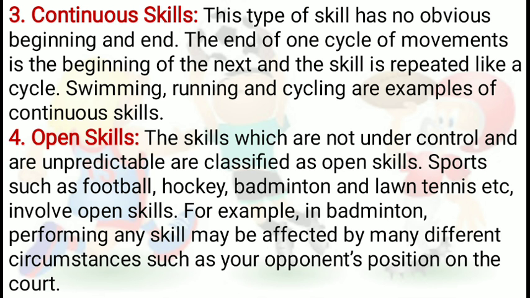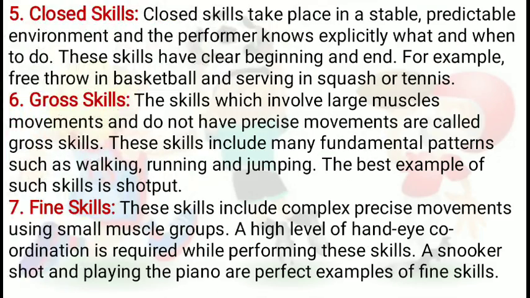For example, in badminton, performing any skill may be affected by many different circumstances such as your opponent's position on the court. For example, while playing badminton, you flick the shuttle, all of a sudden you drop the shuttle, or you give the shuttle height to the backhand court side. So here the opponents are not able to judge. Even in football, when the penalty is being taken, the goalkeeper's judgment is different from the kicker's, and the ball goes to the other side of the goal post. Clear? So these are considered open skills, because here it is not under control and is unpredictable.